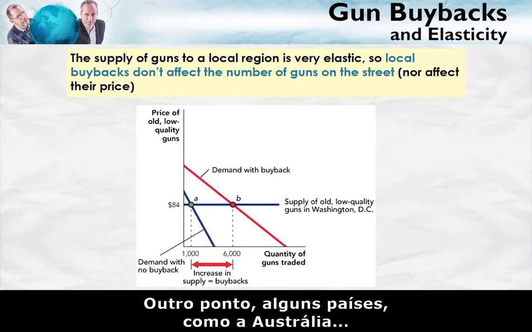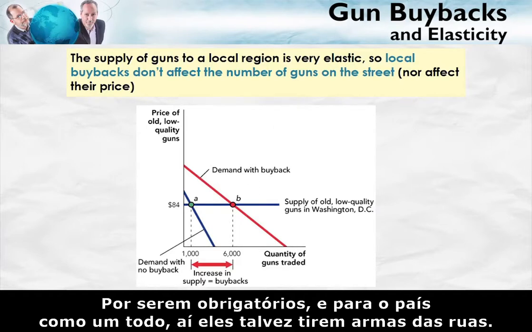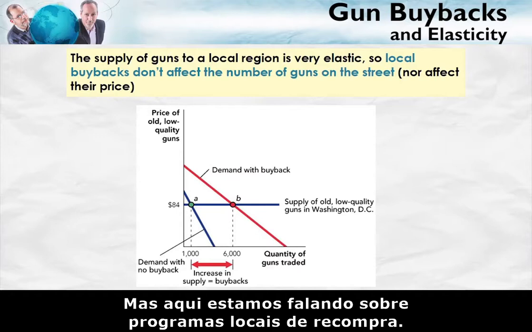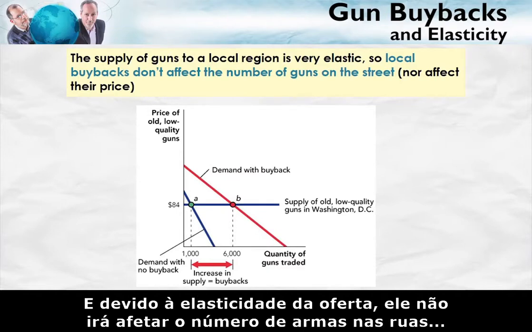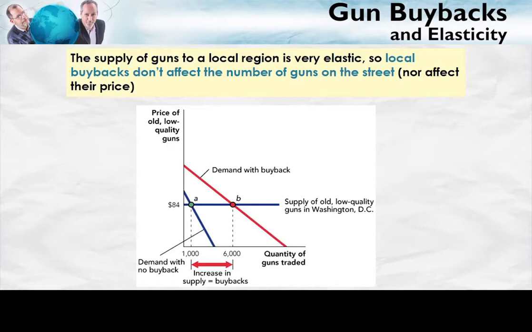Another point, a few countries, such as Australia, have had required, mandatory buybacks, where they ban guns and then buy them back. Well, since that's mandatory and for the country as a whole, that might get guns off the street. But here we're talking about a local buyback. And because of the elasticity of supply, it's not going to affect the number of guns on the local streets, nor even their price, and thus is going to be, in my view, completely ineffective.